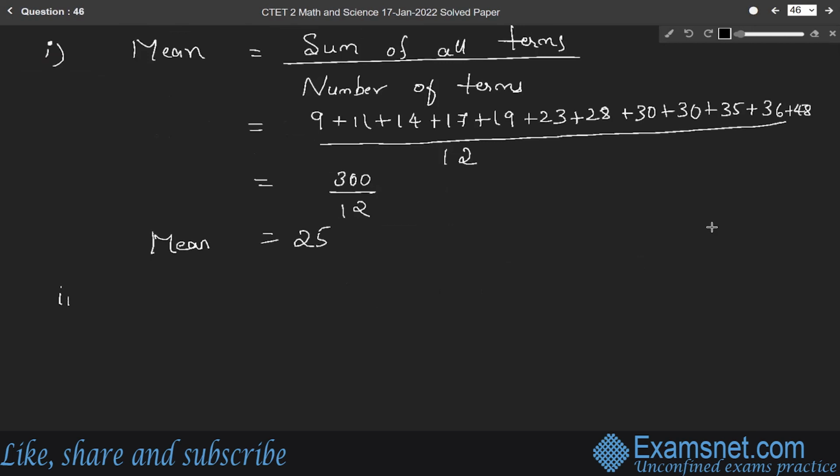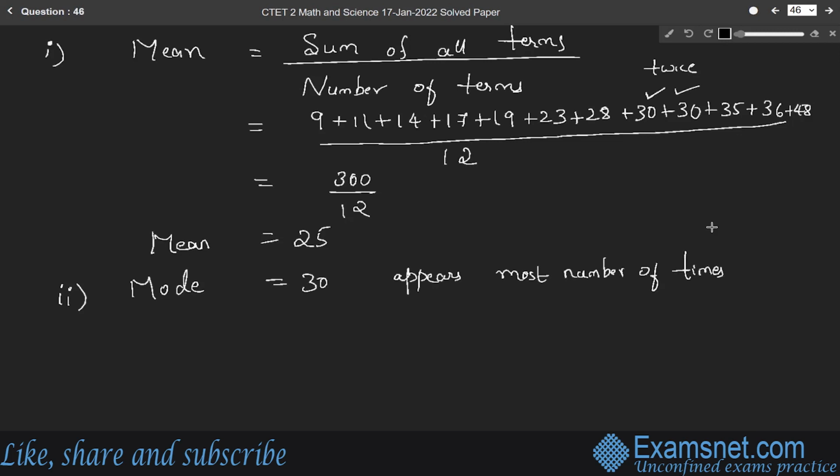And the second one, mode. What is mode of the given data? The number which appears most of the times in the given data. So here the number 30 appears maximum number of times, twice. Therefore, mode is equal to 30. So the value 30 appears most number of times. Therefore, mode is 30.